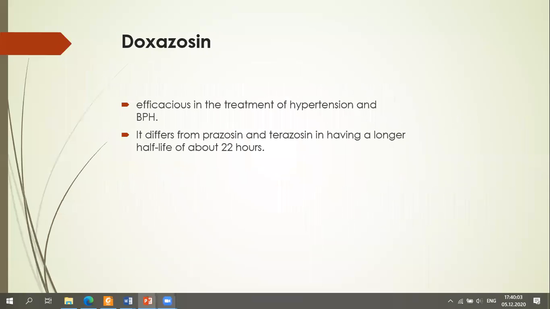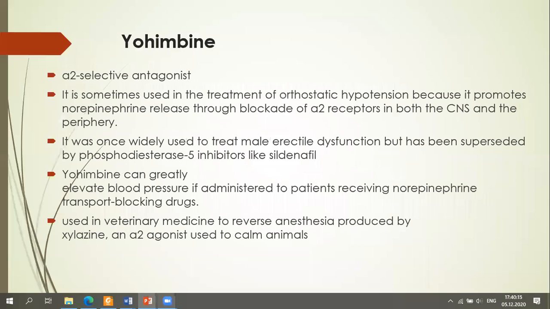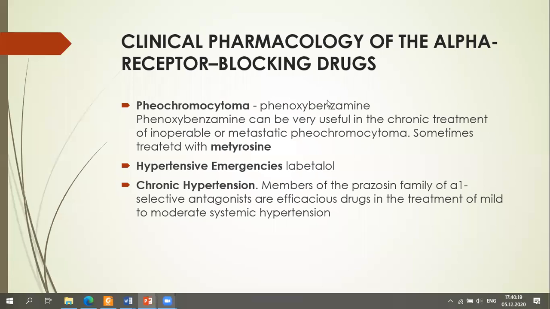Doxazosin is also used for BPH and hypertension too. Tamsulosin is also used for the BPH treatment too. Let's continue. Yohimbine, another one. Clinical pharmacology of the alpha receptor blocking drugs.